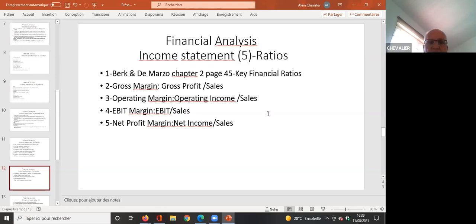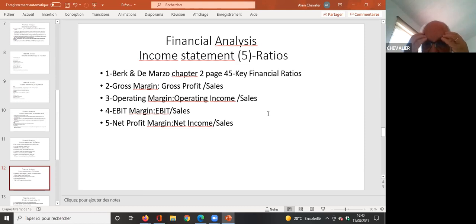The first one is called the gross margin ratio, gross profit over sales. The second one is called the operating margin, operating income over sales. The third one is called the EBIT margin, which is the EBIT over the sales. And the last one is the net profit margin, which is net income over the sales. If you think about what this means, we are close to what we said in the preceding slide. It is clear that EBIT over the sales is the same one.